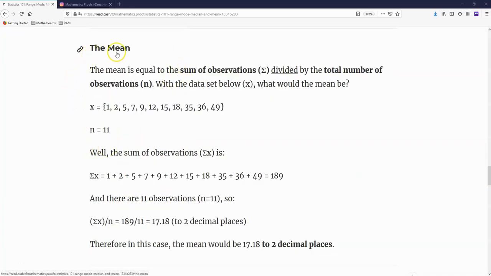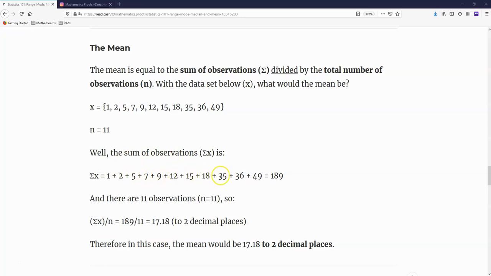Finally, let me talk about the mean. The mean is equal to the sum of observations, sigma, divided by the total number of observations, n. With the data set below, x, what would the mean be? So we have the data set over here with all these numbers, and we have the number of observations, which is equal to 11.